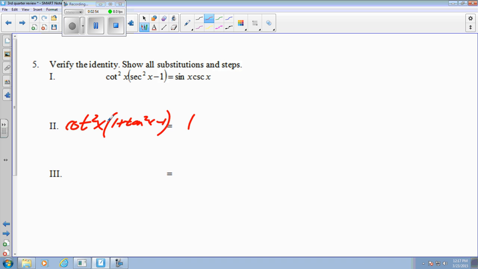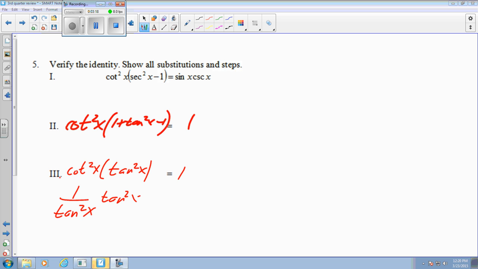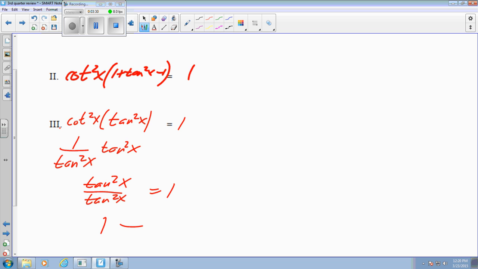Over here, let's simplify the 1 and the negative 1, and I'm going to get the cotangent squared times the tangent squared, and that's equal to 1. And let's rewrite cotangent as 1 over the tangent times the tangent squared, and rewrite that again as tangent squared over tangent squared, which is equal to 1. And I think we're done. 1 equals 1. Let's try the next one.